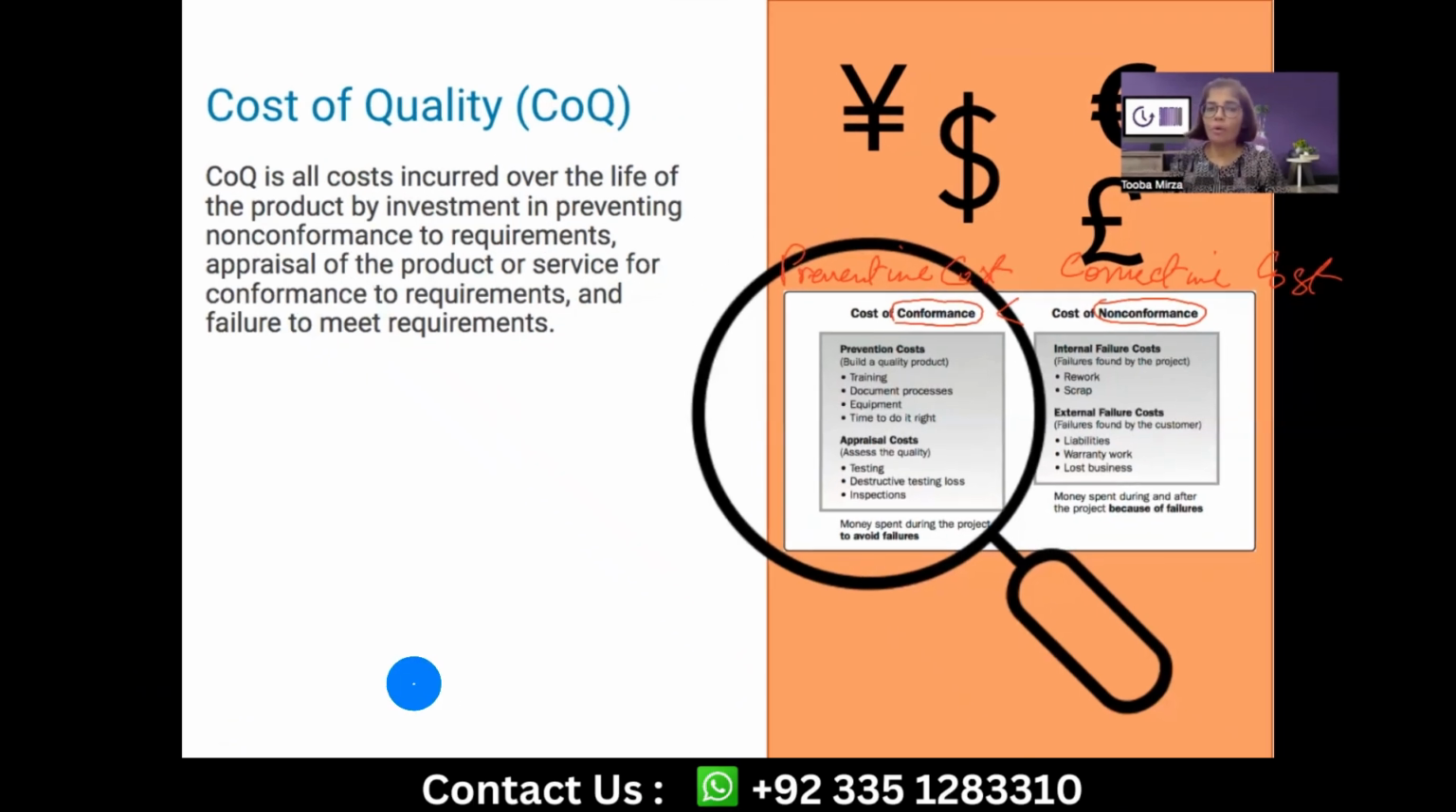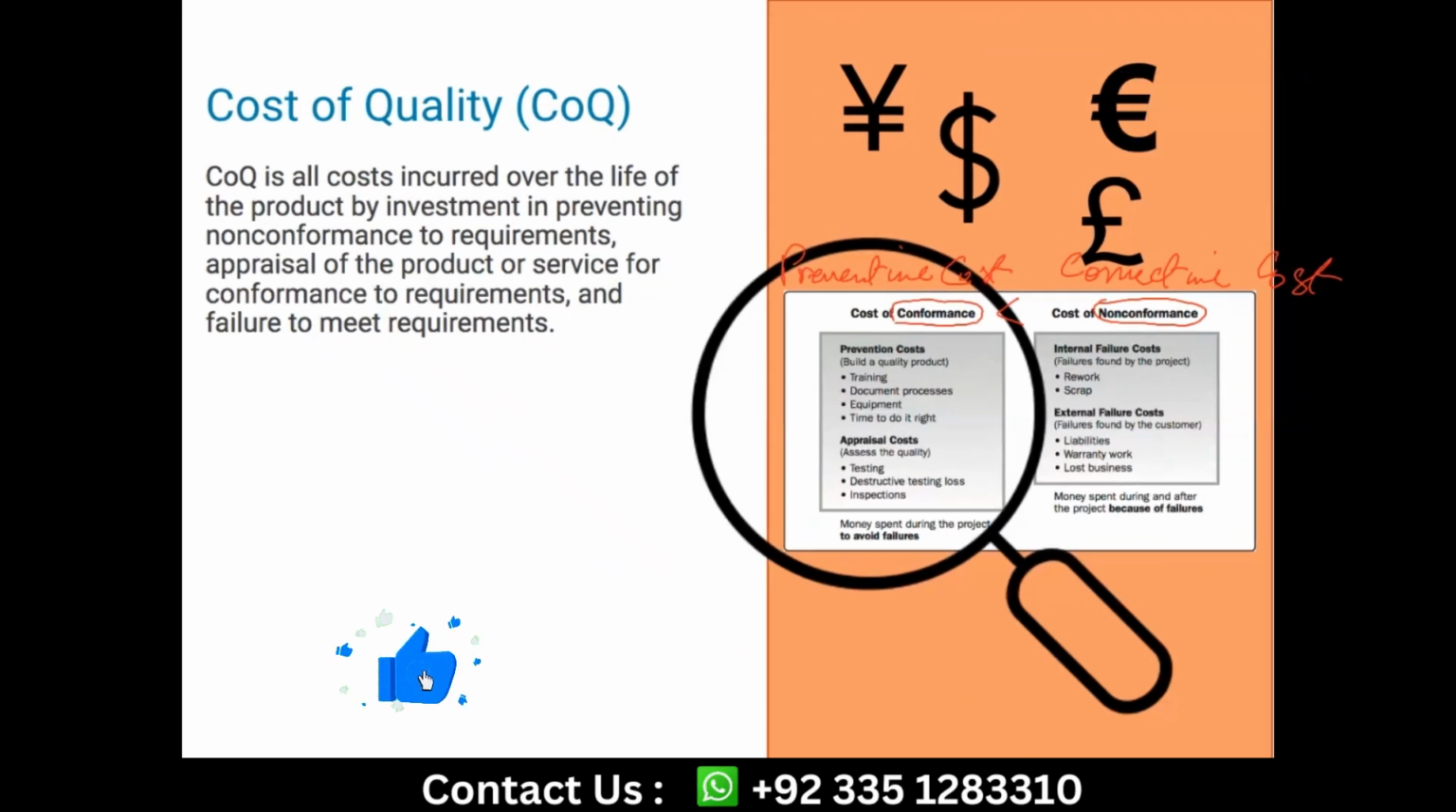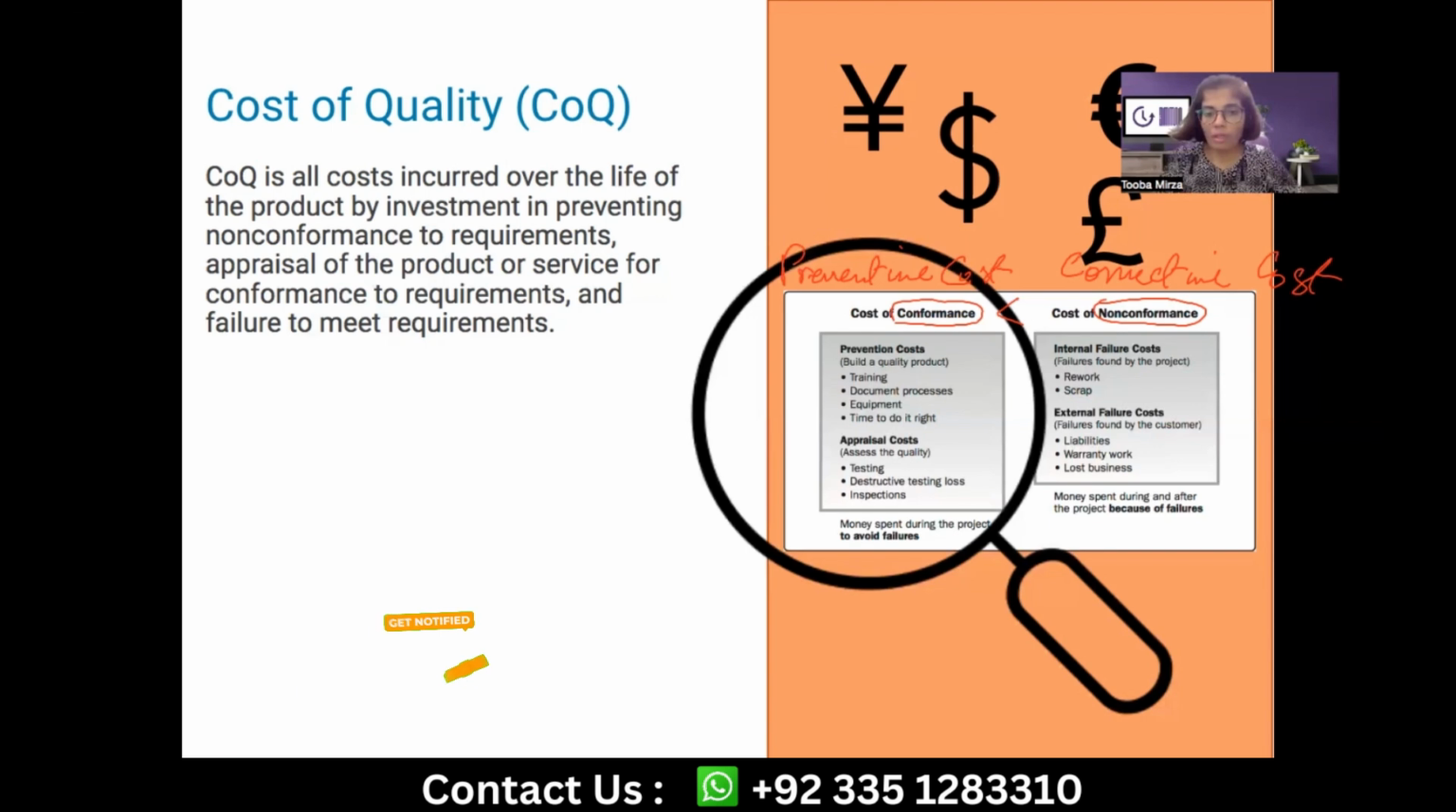Some heads for cost of conformance versus cost of non-conformance. The cost of conformance is divided into two areas: prevention cost and appraisal cost. Prevention cost, for the same reason I've just explained, is anything that you are investing in the process to ensure that things work and get delivered as per the expectation.